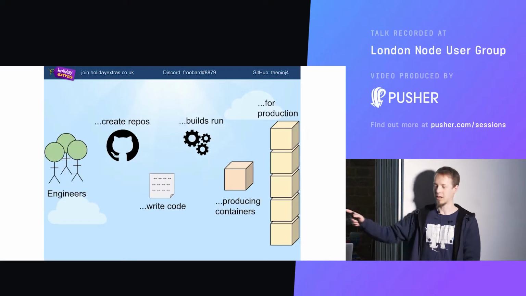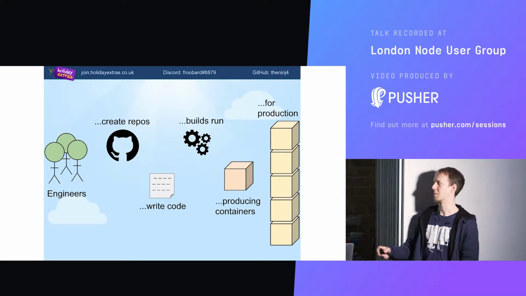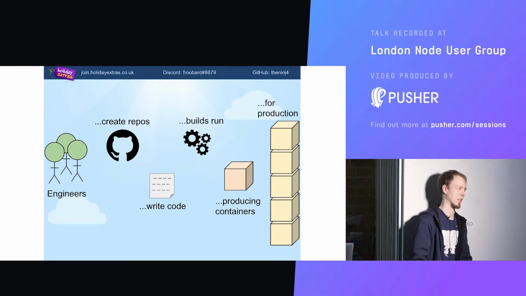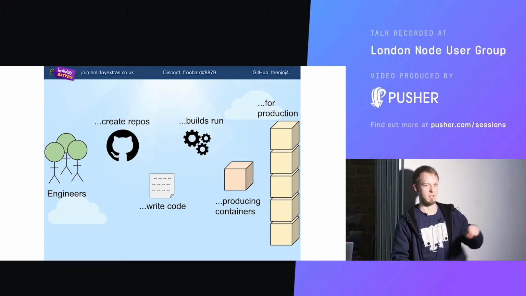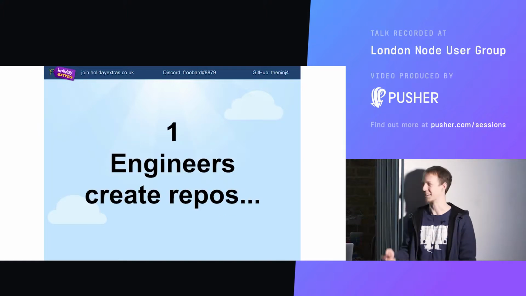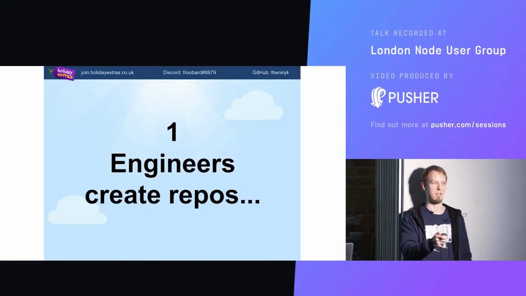Okay, so on the left here we've got engineers. They create repos. They then write code, builds run, produce containers. Containers go to production. And I'm going to talk through all of these parts, how we've fitted Node everywhere. Everything is Node. Spoilers. Right. So number one. Engineers create repos.